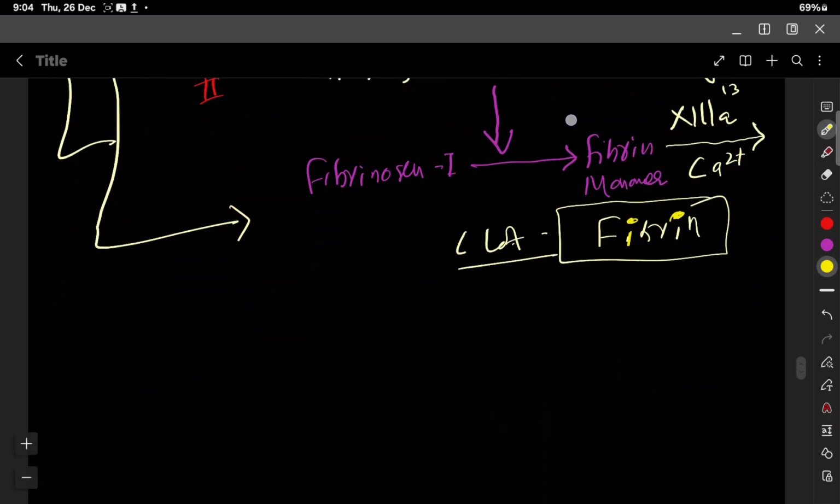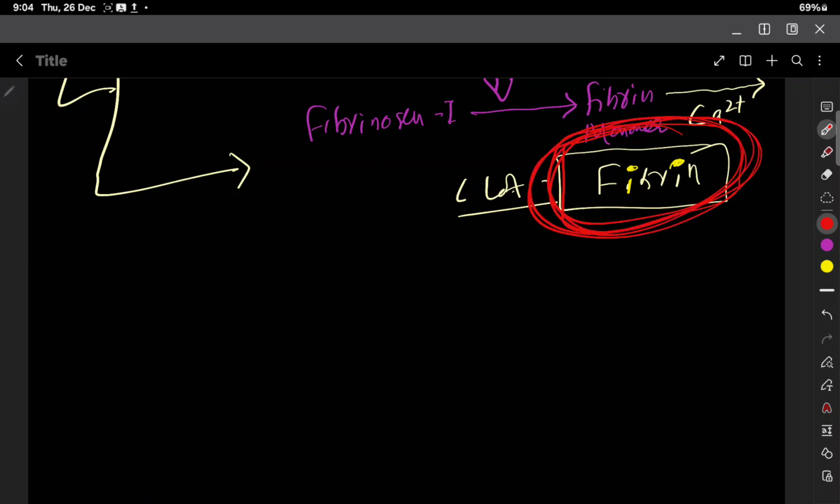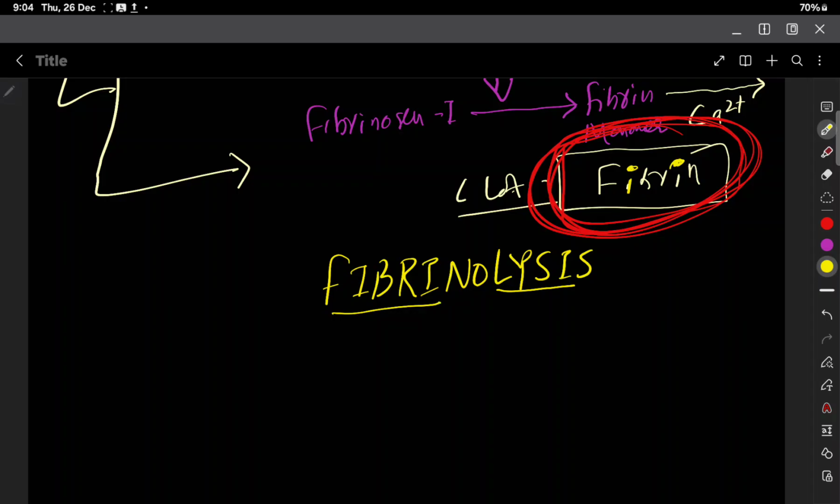Now there is one more important thing. The clot has been formed. This is the formation of the clot. After the bleeding has stopped in our body, we need to dissolve this clot also, because it will not be there for a long period of time. This fibrin has to be broken down, and that breakdown of fibrin is called fibrinolysis, which we will be studying here. Lysis means breakdown, breakdown of the fibrin, that is called fibrinolysis.